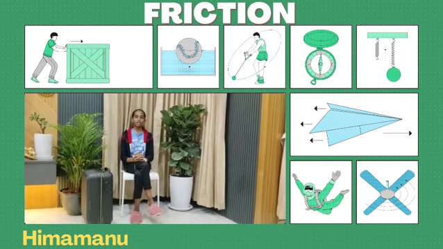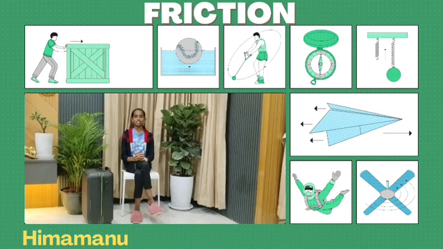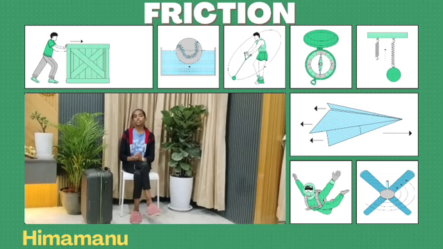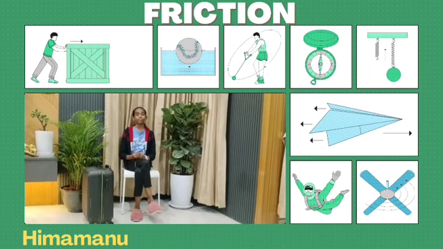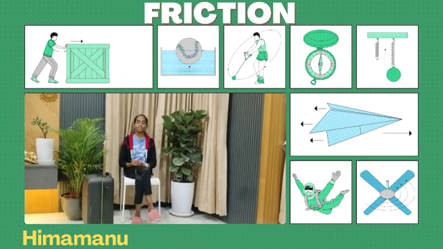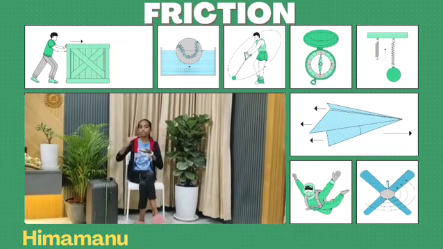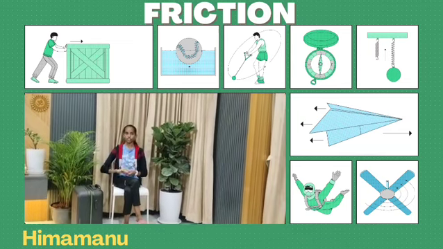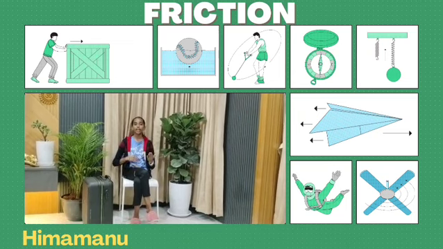So now I am here to explain you all about one of the most interesting topics, that is friction. So firstly, let us know what is friction. It is the force that opposes the motion of an object. Its SI unit is Newton. It exists only when the two surfaces are in contact with each other. It is an example of contact force.